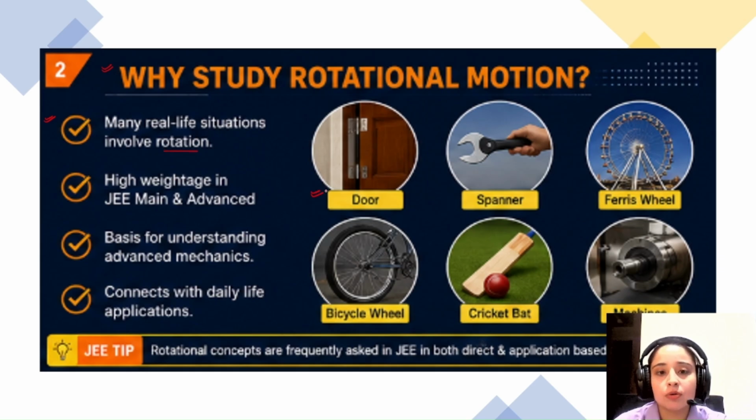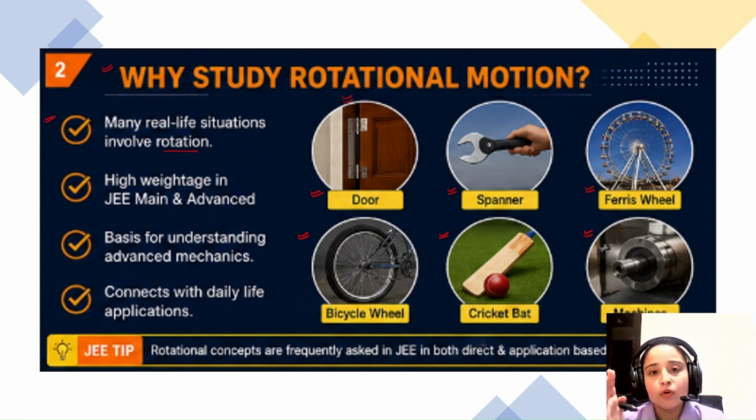First example, a door rotates about its hinges, right? Another example, a wrench rotates about a nut. Again, a Ferris wheel also rotates about a particular axis. A bicycle wheel again rotates about a particular axis. And a cricket bat also rotates when you play a shot, right? Again, you have a rotating machine also. So these are all the examples that you see in your daily life which involve rotation.